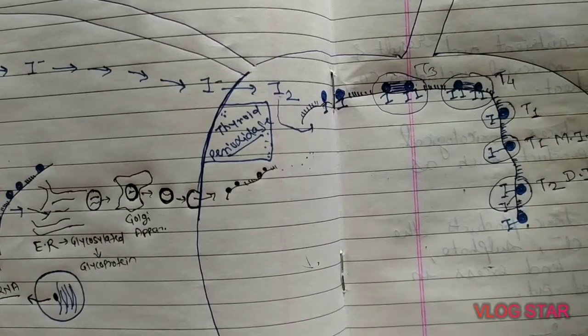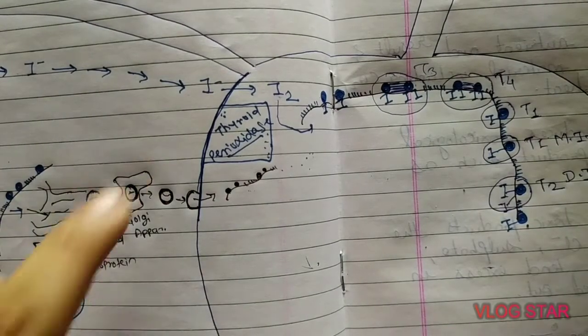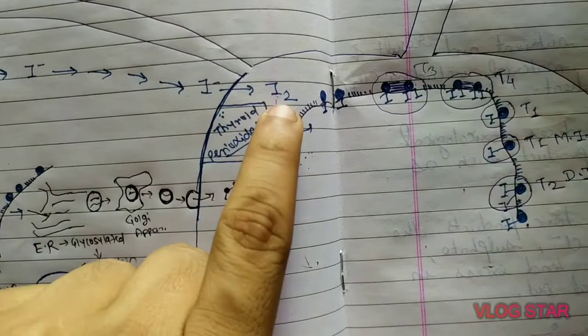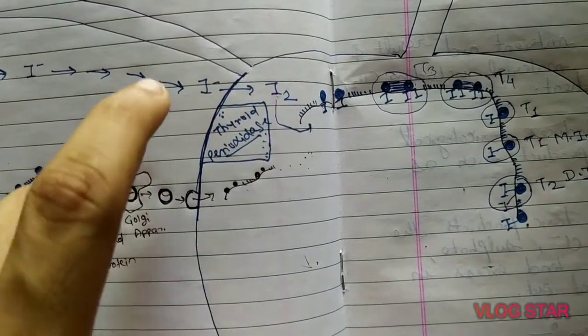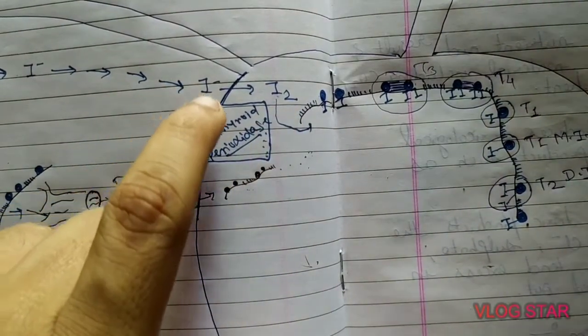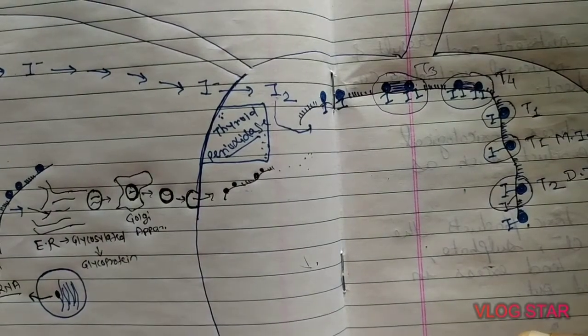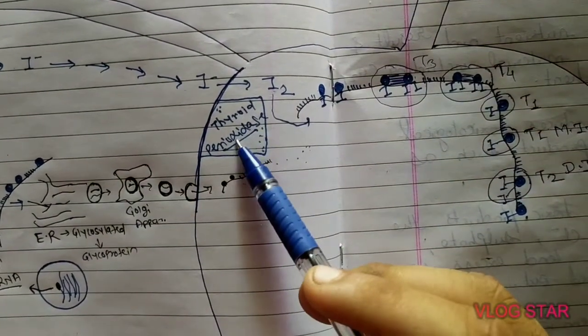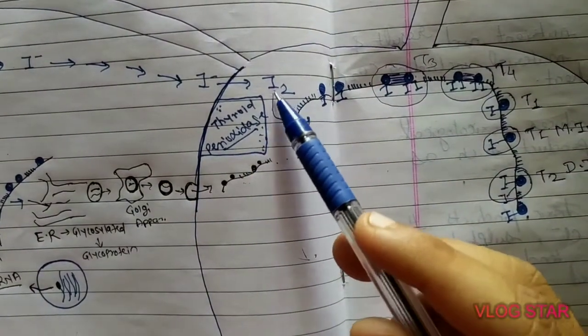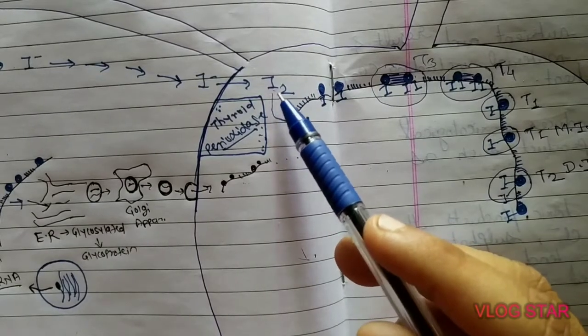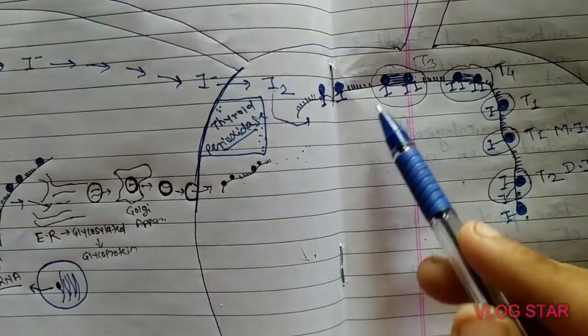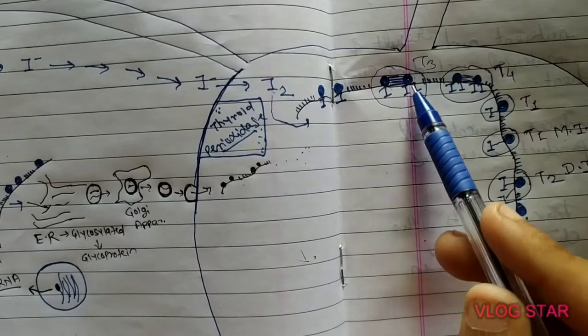The first function of thyroid peroxidase is the conversion of this iodide molecule into this iodine molecule. That is nothing but the iodination of the iodide molecule. The second function of this thyroid peroxidase enzyme is the organification of this iodine molecule, that it combines this iodine molecule towards the tyrosine molecule.